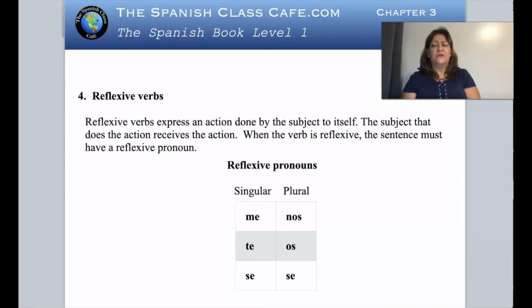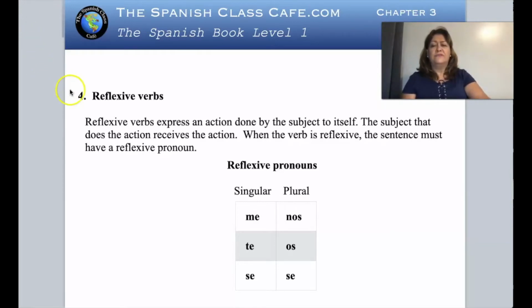The same as when I brush my teeth or I comb my hair. Those are actions that you do and you receive the action. This is called in Spanish reflexive sentences. Now, when we have reflexive sentences in Spanish, we do need to use the reflexive pronoun.